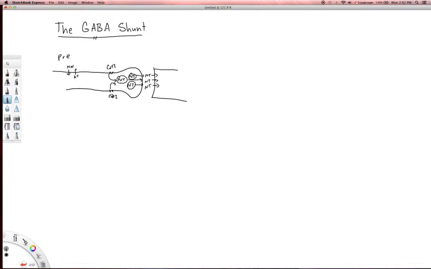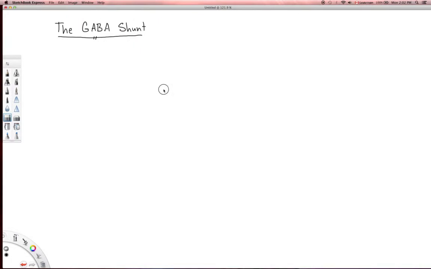So the GABA itself is manufactured inside of the presynaptic neuron, and I want to go ahead and talk about how that happens. So let's go ahead and erase all this stuff here, since there's nothing real special there. All right, so what do we get?